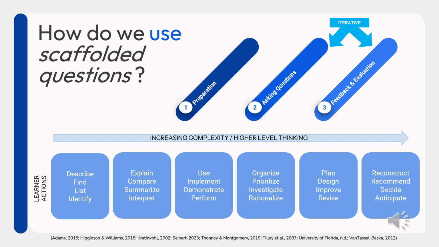Now that we understand why scaffolded questioning is relevant, we're going to look at how we use it. It's a three-step process. We start with a preparatory phase where we sit down with our student and understand their learner goals and the existing knowledge level and experience they're bringing in. Then we go into asking the questions, the active phase, followed by the feedback and evaluation phase. The two are iterative, meaning we go back and forth between them, making sure the teaching style is effective for the student and adjusting as needed.